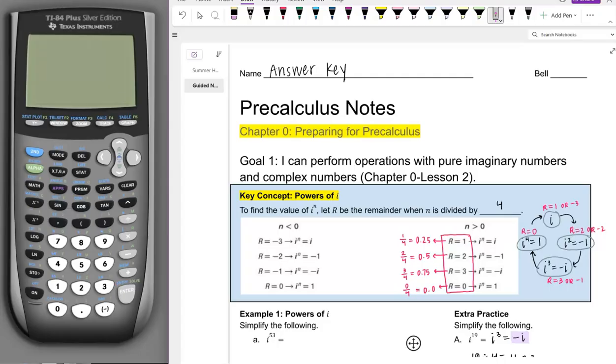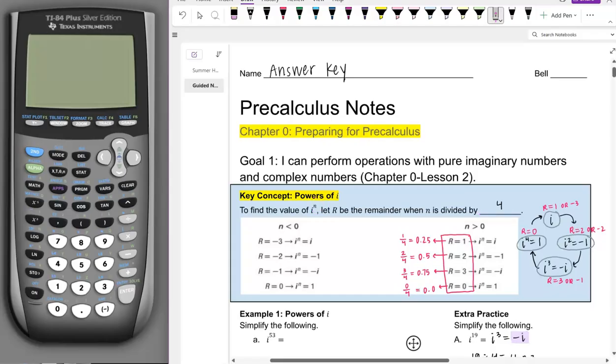So first, we're just going to review your concept of the powers of i. And when you learned this in Algebra 2, you probably only looked at positive powers. But we're going to look at some negative powers here as well. It's nothing too crazy different. Just like you did in the past, if you're trying to find the value of i to the power of n, you're going to divide the power of n by 4.